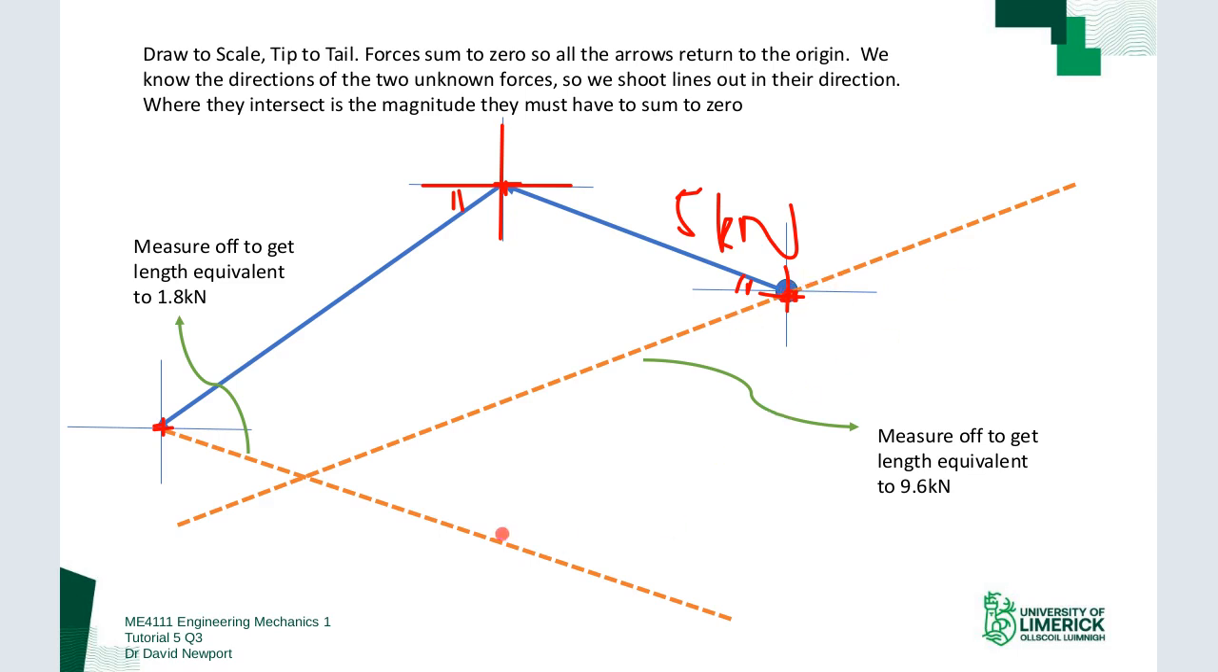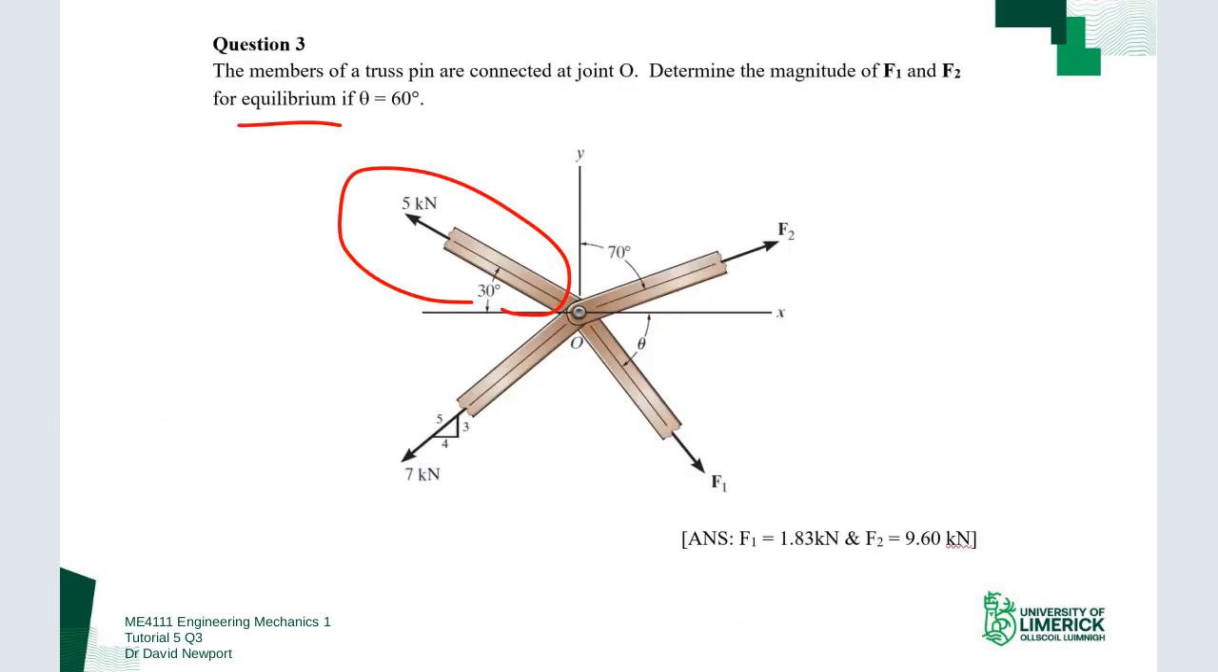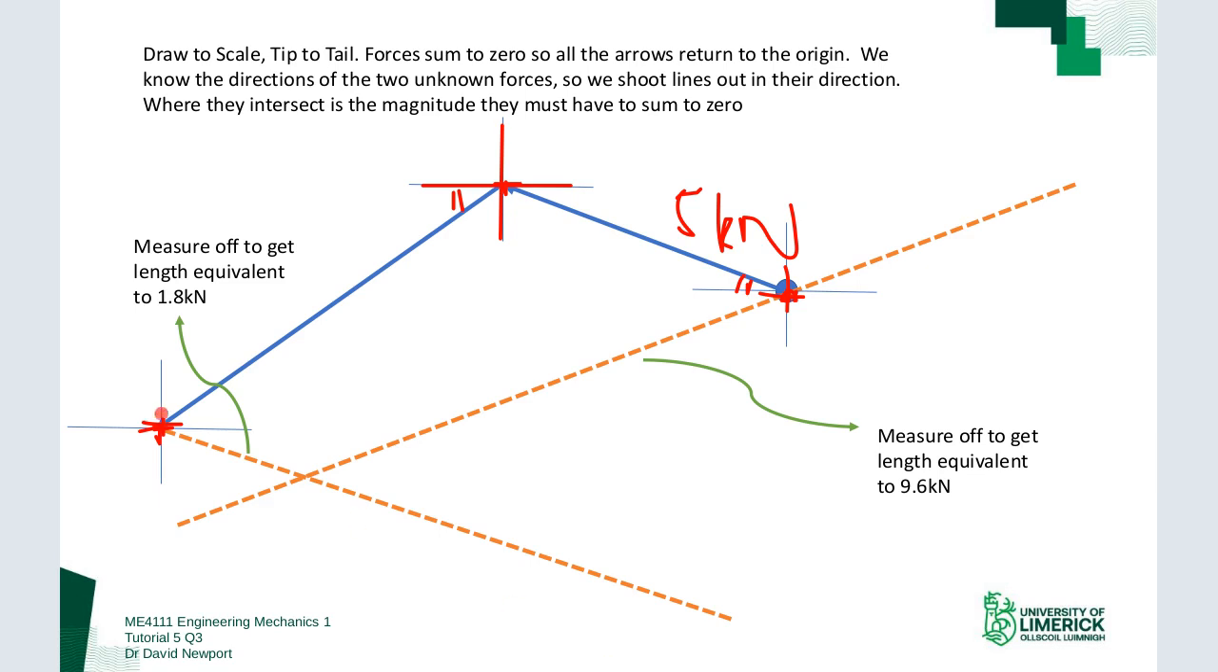But I don't know the magnitude of these things, but I do know the direction. So from my next force, I take my starting point here, which is where I finished with the previous one, and I shoot a line off in that direction. So at an angle of 60 degrees, I shoot a line off in that direction. So this angle here will be 60. I know it doesn't look good there, but that's what it will be. So I shoot that off.